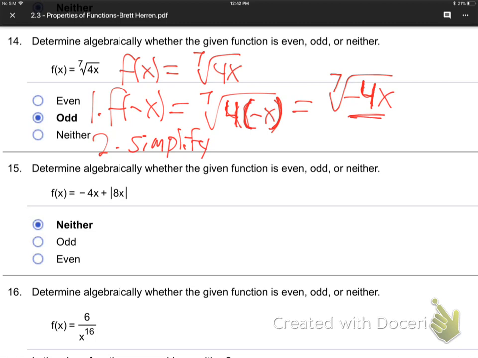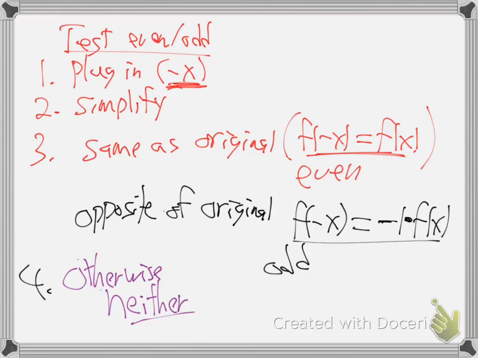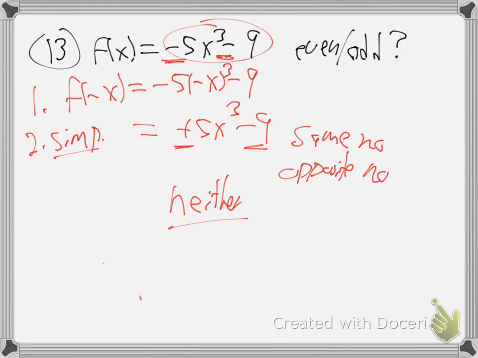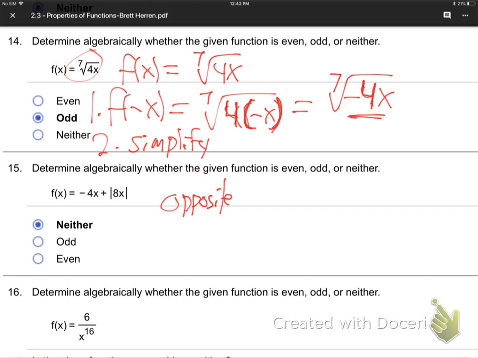Now, the question is, how does that compare to the original? Certainly not the same. The original didn't have any negatives. Now it's imaginary. Is it the opposite? What would the opposite be? The official test I gave you said opposite: is it -1 times the original? Is it -1 times the 7th root of 4x? Is this that? Yes. It is.